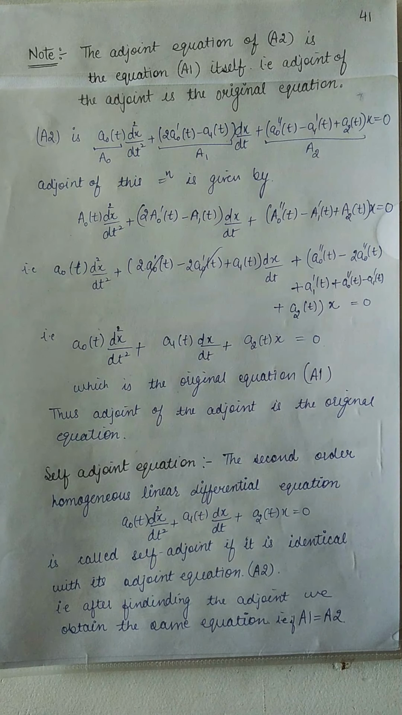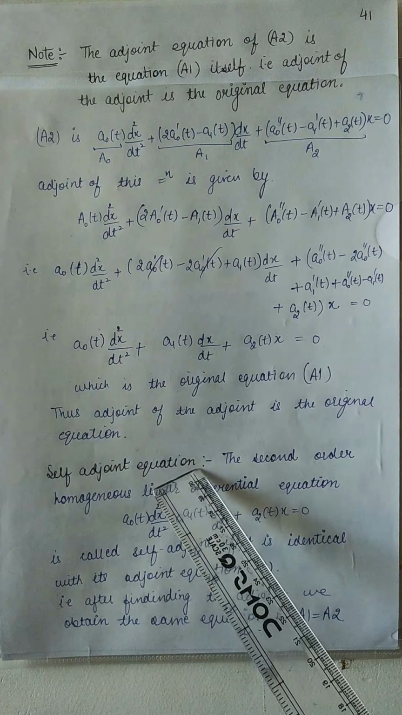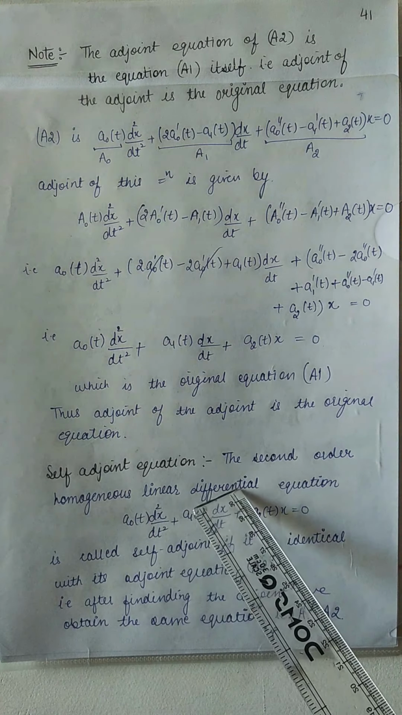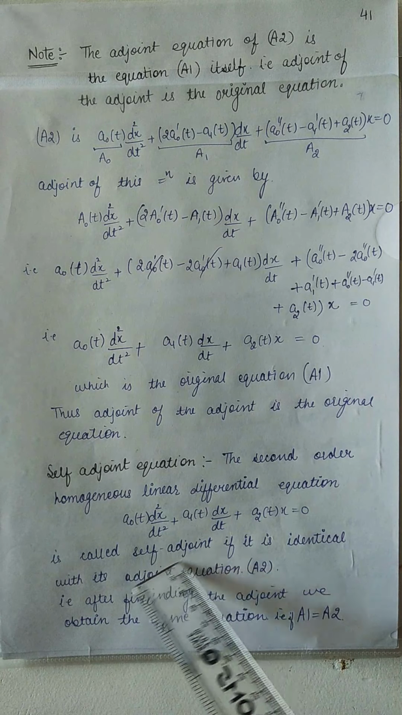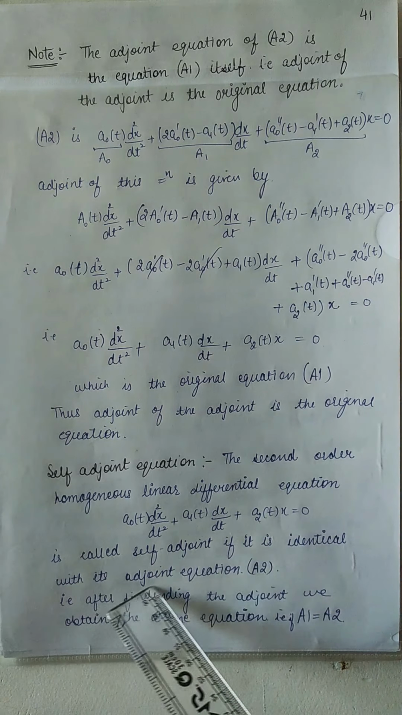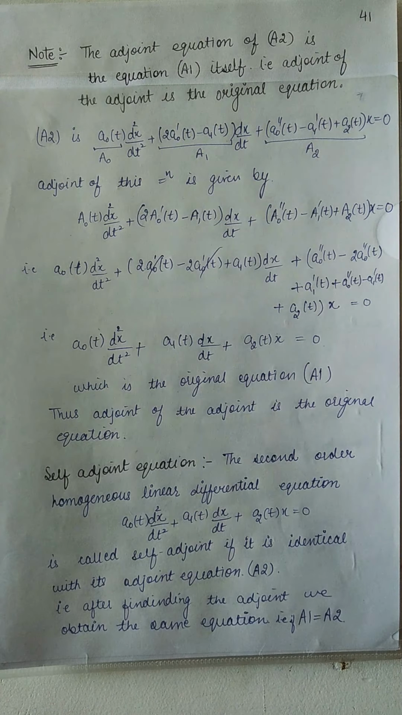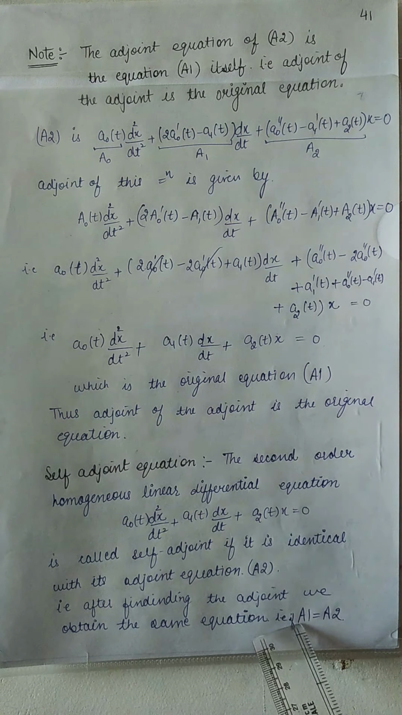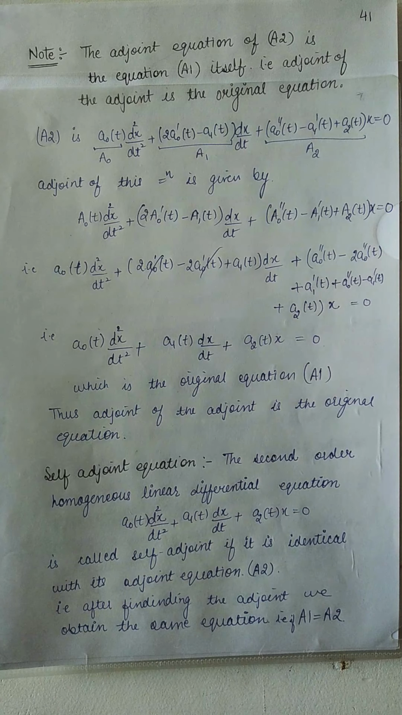So now let's start. What is a self-adjoint equation? The second order homogeneous linear differential equation is called self-adjoint if it is identical with its adjoint equation. That is, when you take the adjoint of the given equation and the adjoint equation becomes the original one, then the equation is called self-adjoint. That is, if A1 becomes A2, they both are identical.